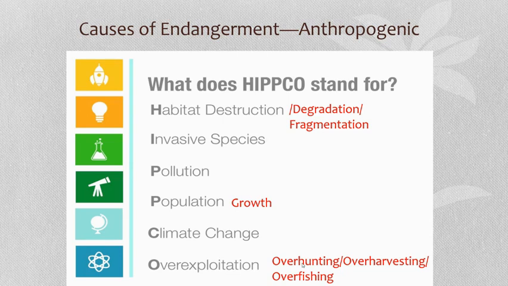And finally, overexploitation, which we'll cover more in chapter 5, but includes overhunting, right? Applies a lot to fish populations in the ocean. Overharvesting, such as cutting down too many trees. Oh, and overfishing. I don't know why that's not included in overhunting, but there it is.